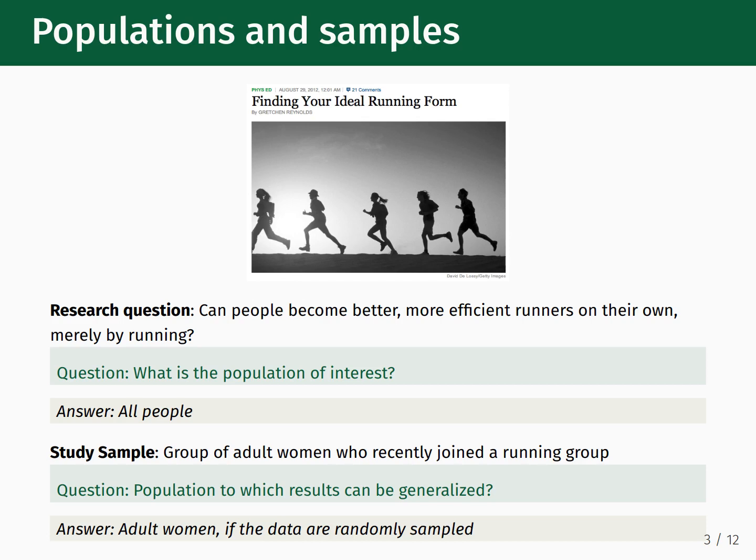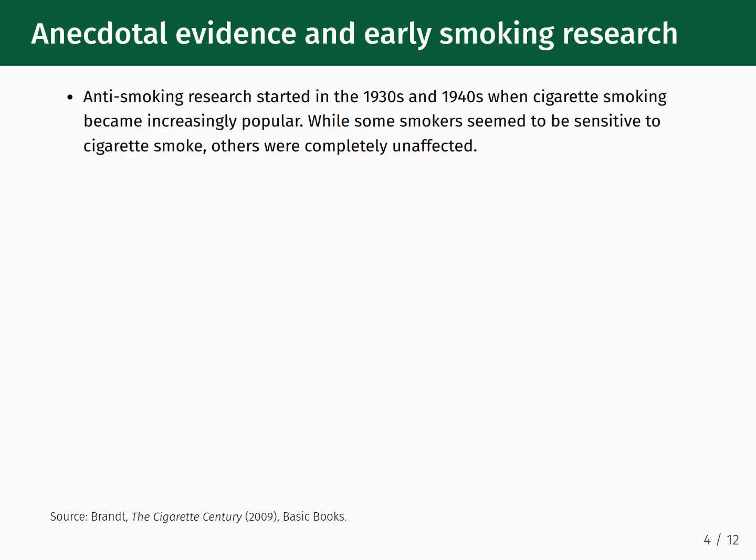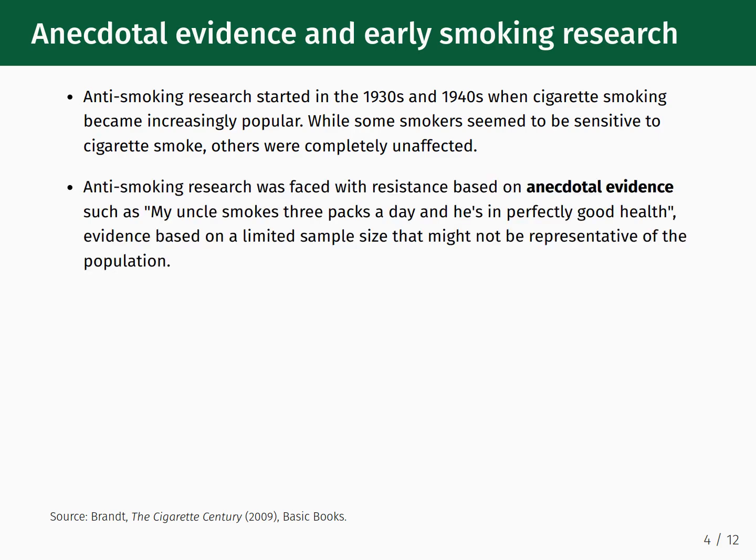Consider the following historical example. Anti-smoking research started in the 1930s and 1940s when cigarette smoking became increasingly popular. While some smokers seemed to be sensitive to cigarette smoke, others were completely unaffected, and these research programs were faced with resistance based on anecdotal evidence such as, quote, "My uncle smokes 3 packs a day and he's in perfectly good health," end quote, which represent a limited sample size that might not be representative of the population.